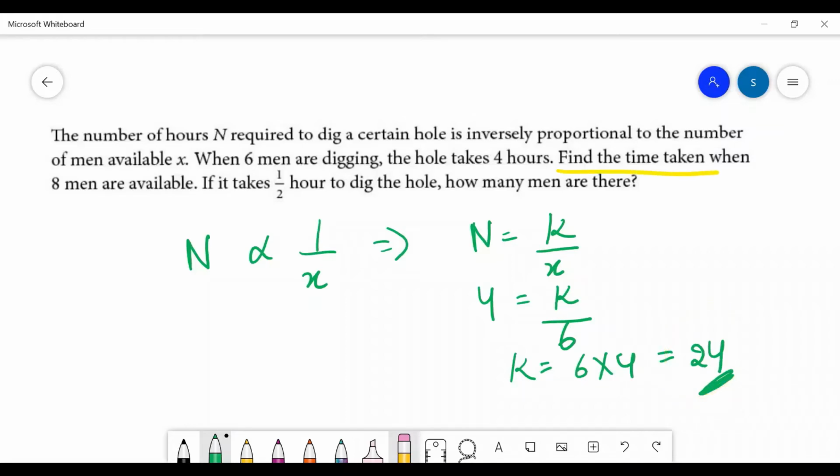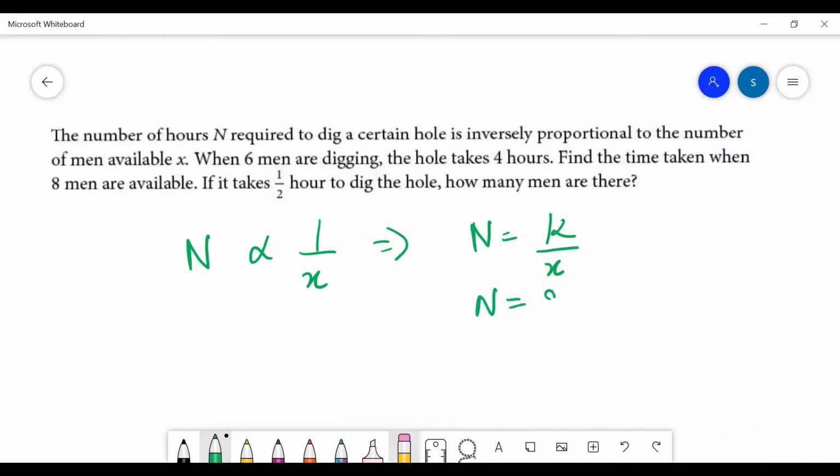Now find the time taken when 8 men are available. So just put x equal to 8. So n equal to 24 divided by 8, which is 3. So it takes 3 hours for 8 men to dig the hole.